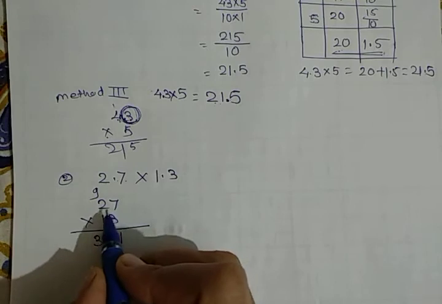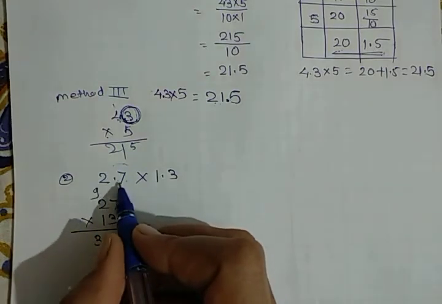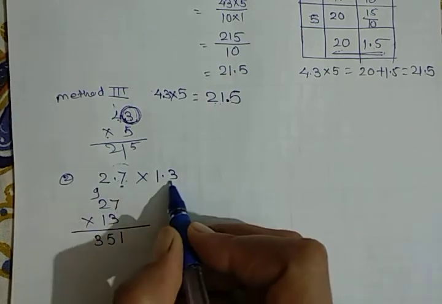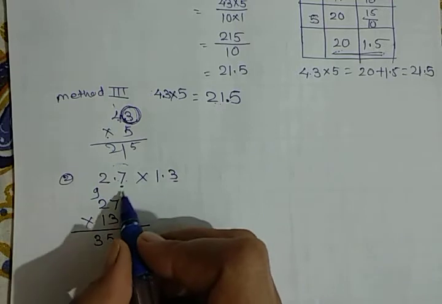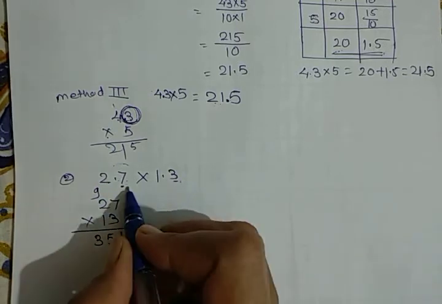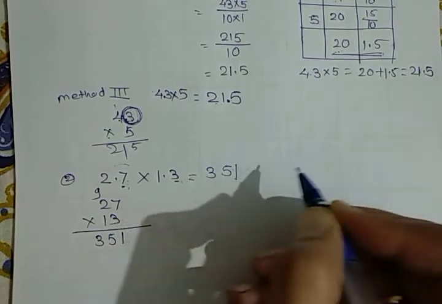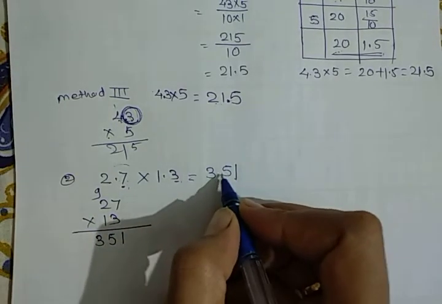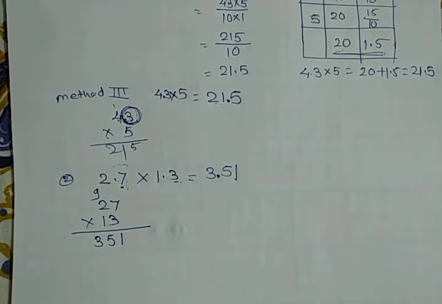So now look here. In the first number there is one place to the right side, and in the second number there is also one place. So total places are 2. Okay. So write down the answer and leave 2 places from the back side, 1 and 2, and give the point here. 3.51.